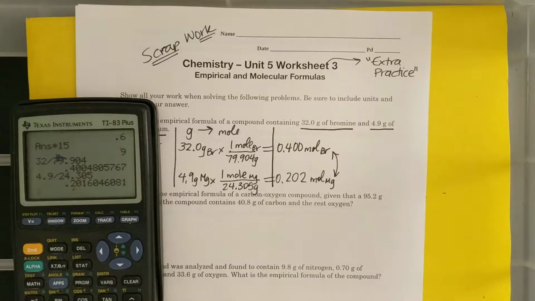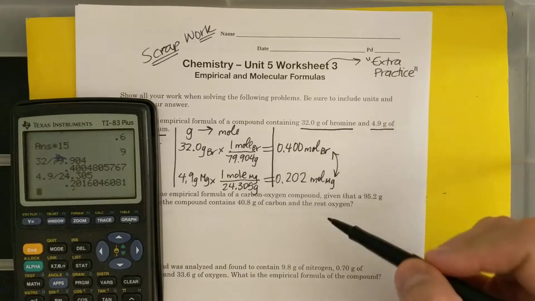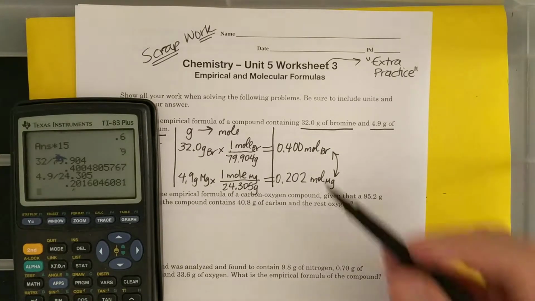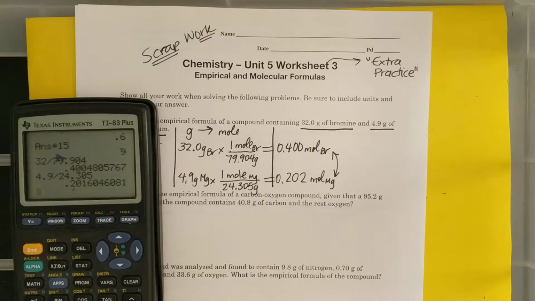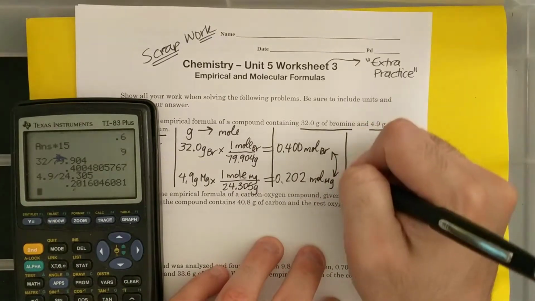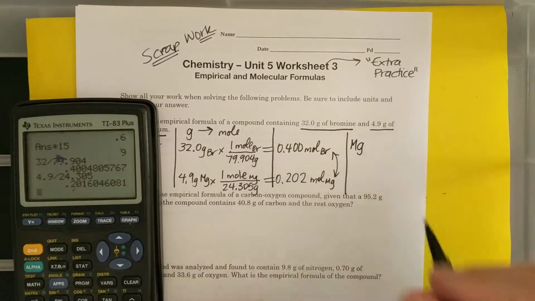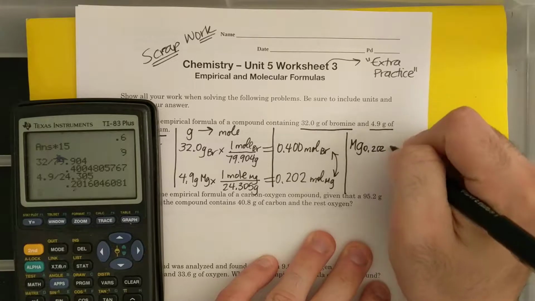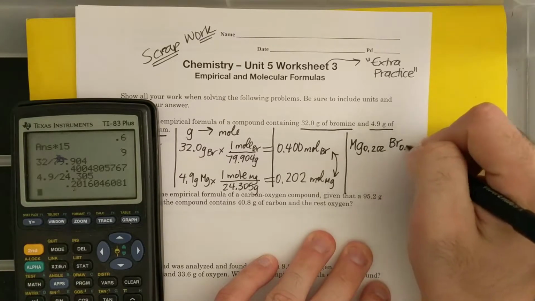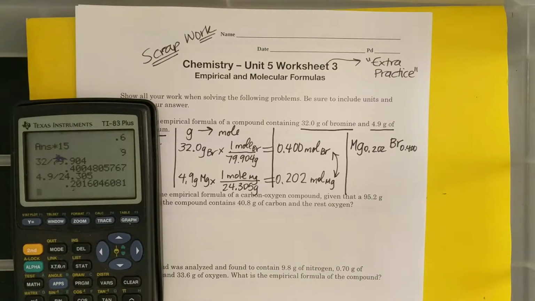And in just looking at the ratio of the moles here, it appears that I have twice as many moles of bromine as I do magnesium. This ratio looks like it would be a 2 bromine to 1 magnesium ratio. And so here's how we do the empirical formula now. I like to put kind of fake subscripts. I like to put the moles. So Mg 0.202, Br 0.400, right? I like to put these fake subscripts, and then I like to divide by the smallest moles.